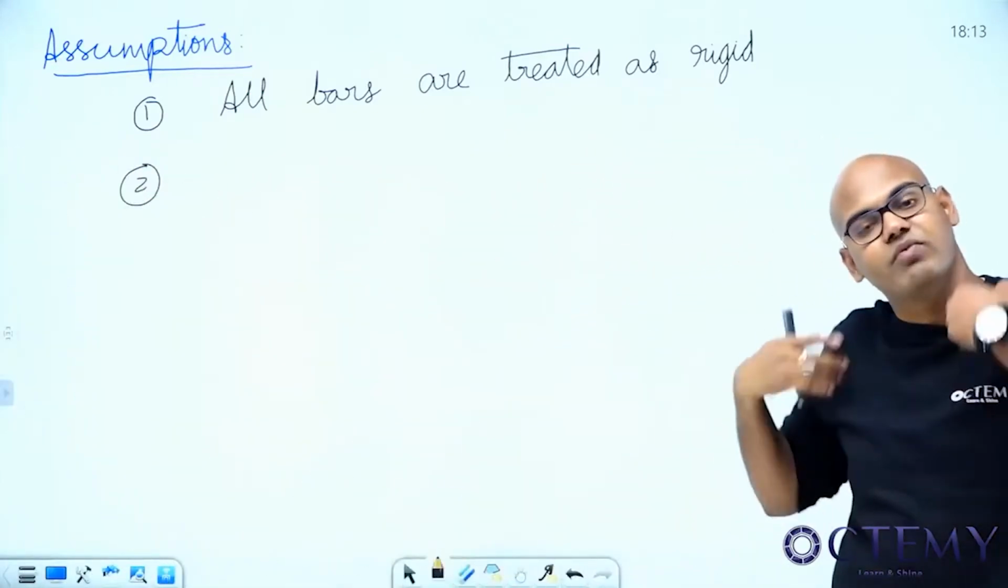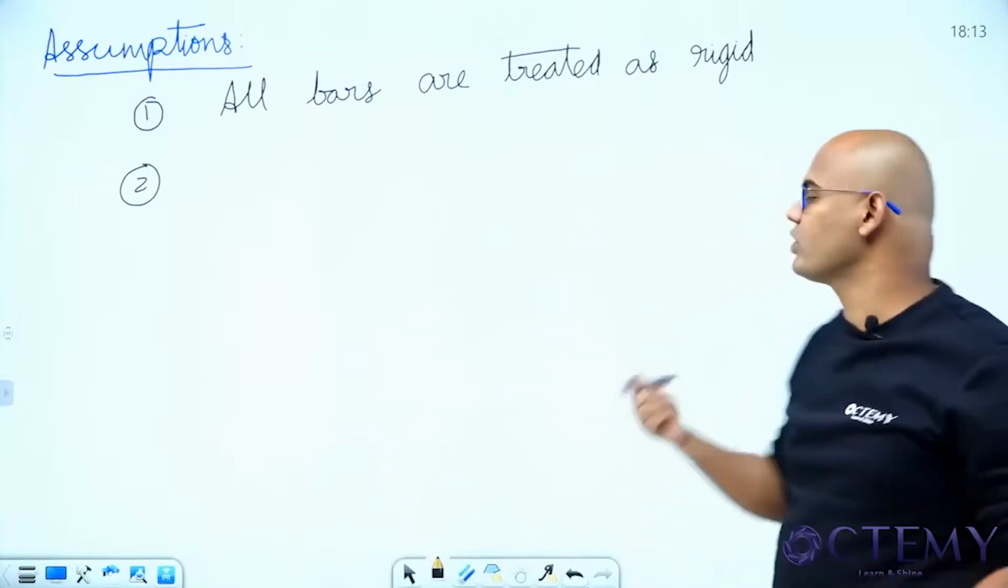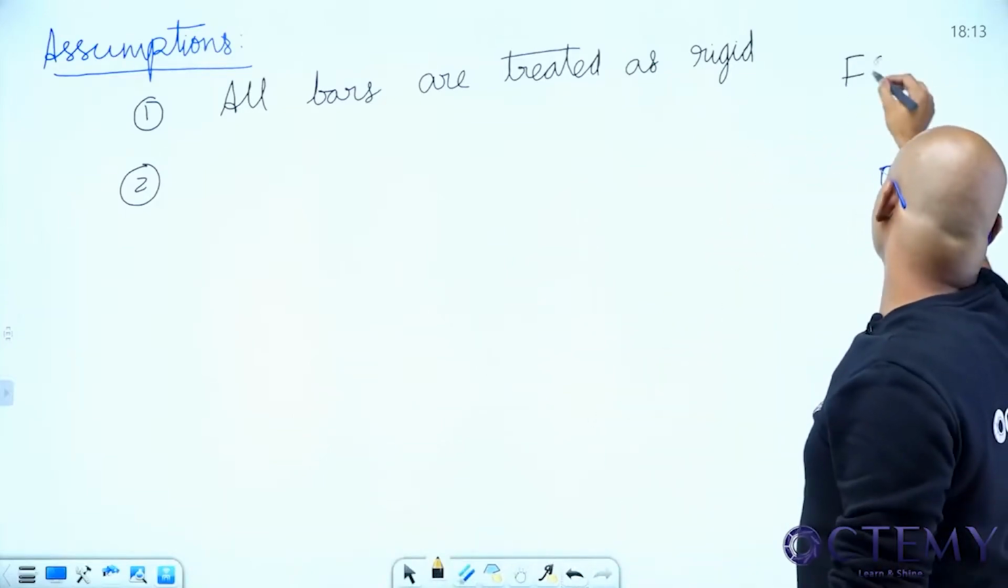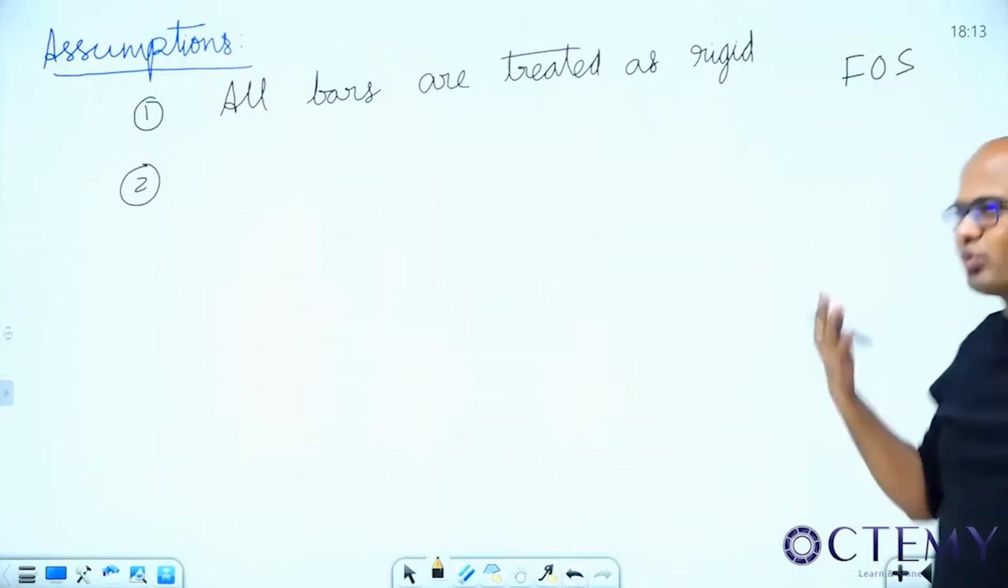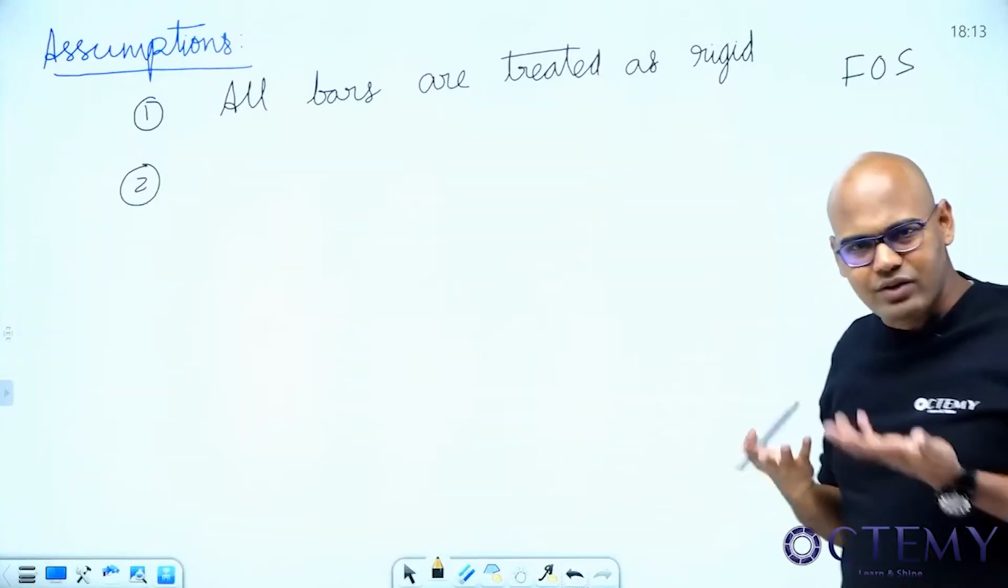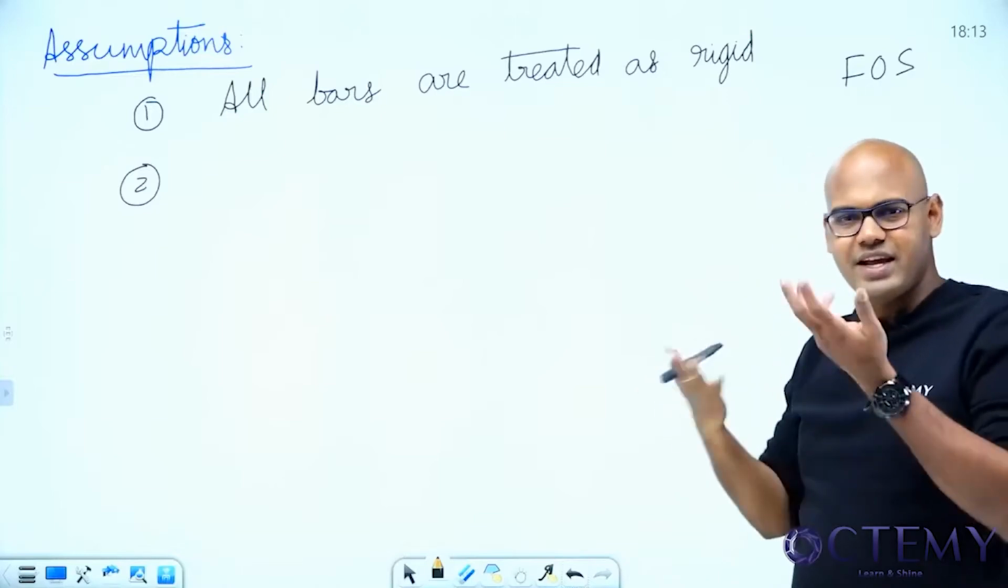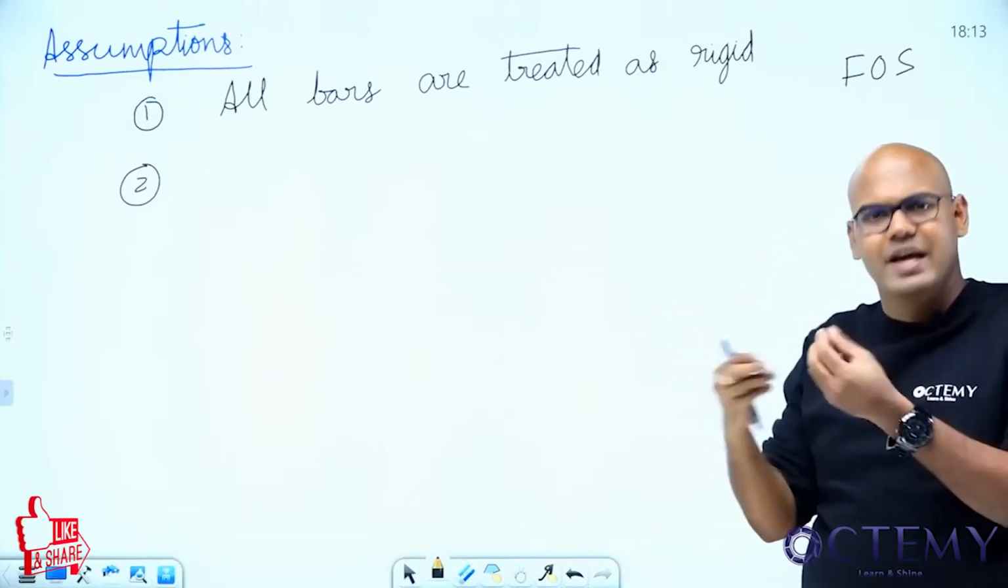That analysis will become very complex. Then what do we do? We go with one more thing, that is the factor of safety. What is this factor of safety? See, I'm doing a truss, and it's a very small bridge. There I cannot go with this FEM analysis and all. It's a very small one.